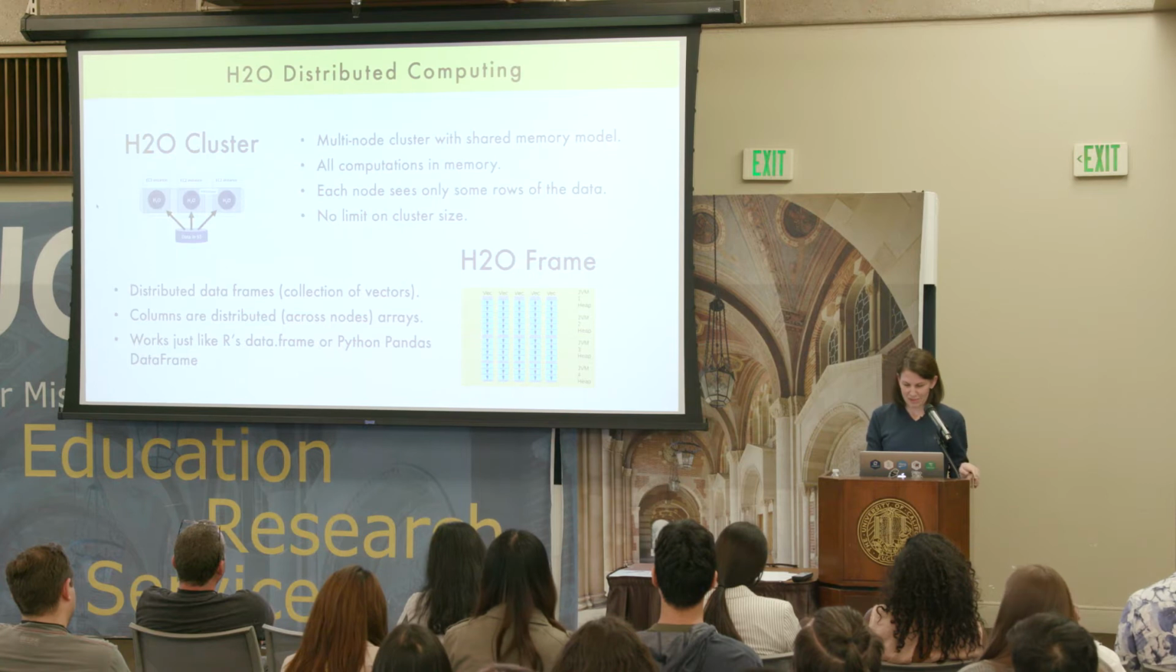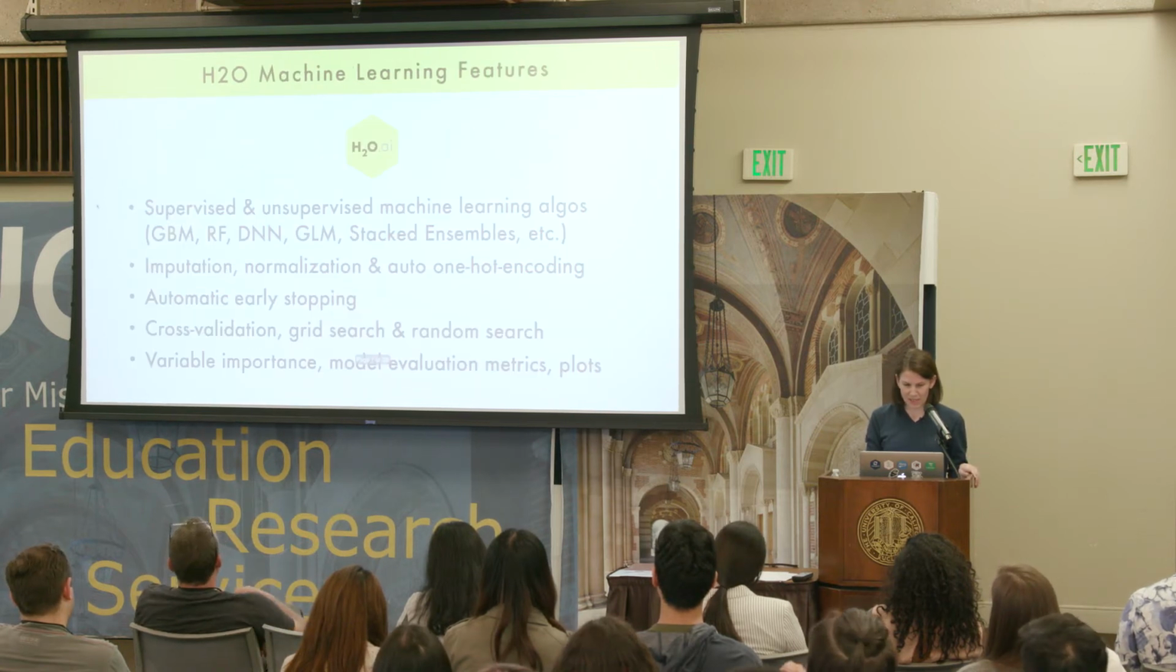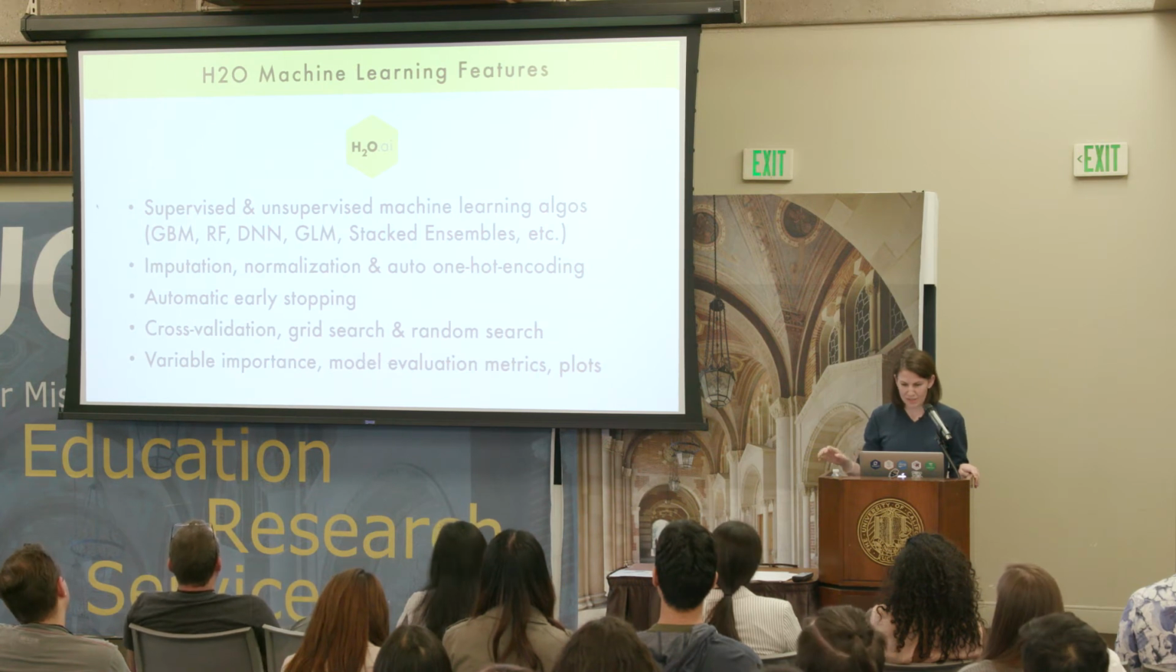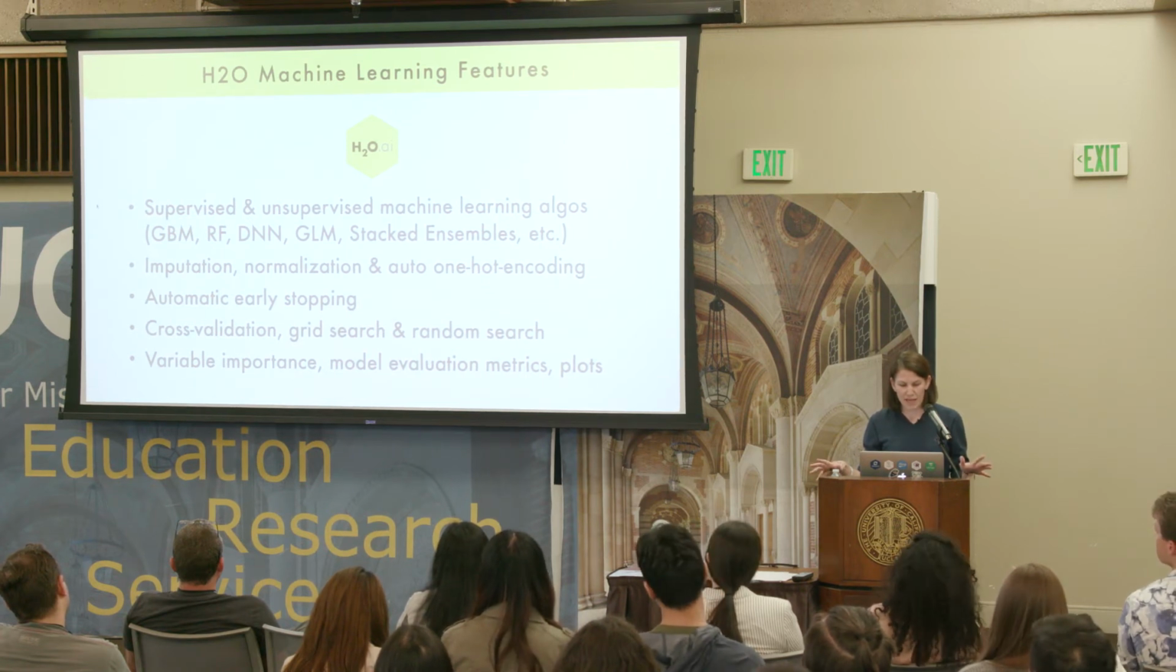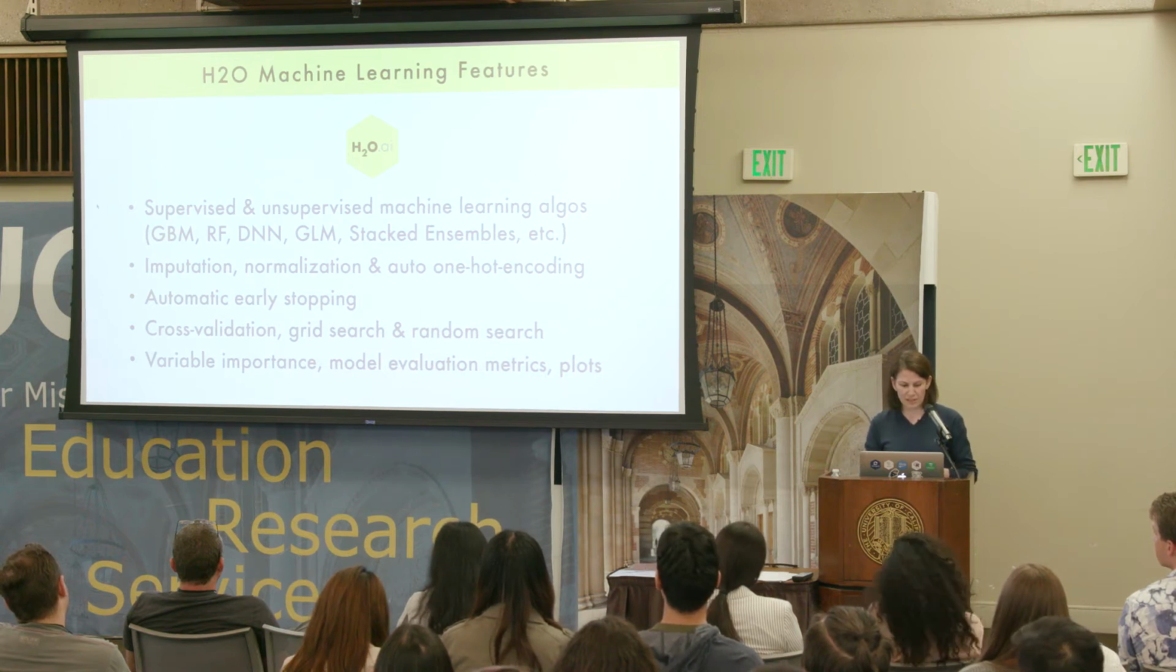Okay, so that's the distributed computing part. You can kind of just skip over that if that's not interesting to you. Okay, so some of the other features. So I mentioned it's a machine learning platform. So what that means is we have a bunch of algorithms that we've implemented, and then we also have a lot of supporting infrastructure around machine learning.